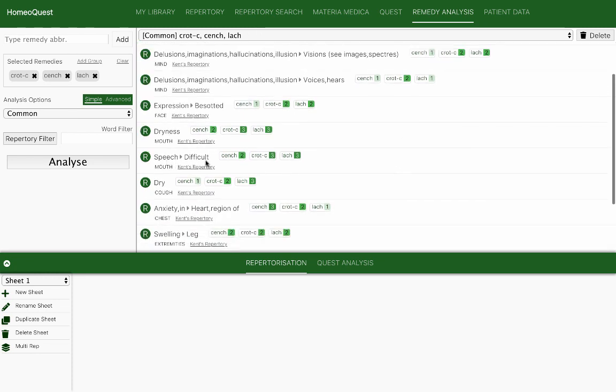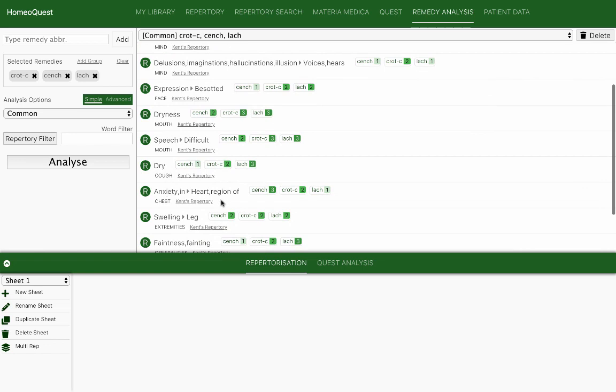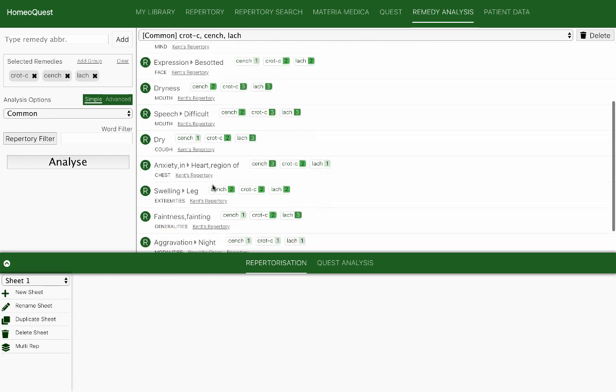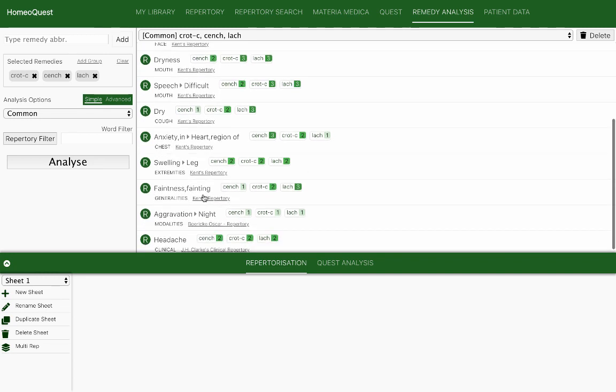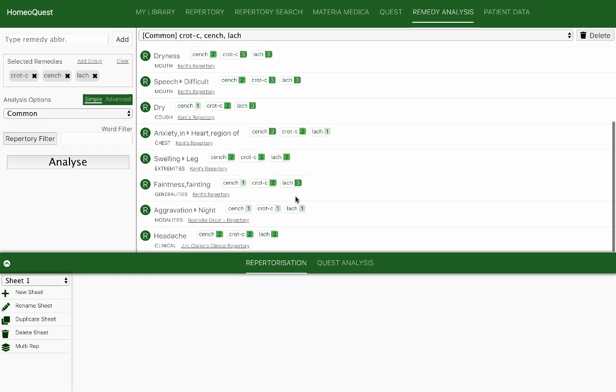What else? Difficulty in speech. Again, all three snakes have it. Dryness of the mouth, dryness of the cough. Anxiety in the heart region, look at that. Cenchrys is stronger than even Lachesis here. Swelling of the legs. If somebody is going into congestive cardiac failure and going into swelling of the legs or fainting, all these are present in all three snakes. Again, headaches. Again, you can't sort of rule out one or the other.